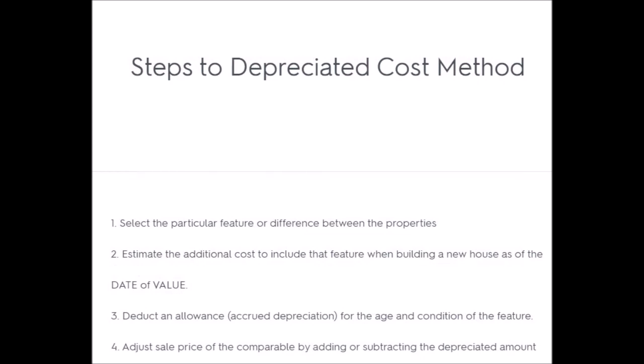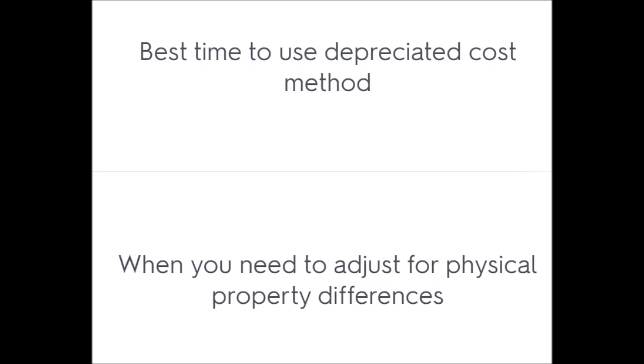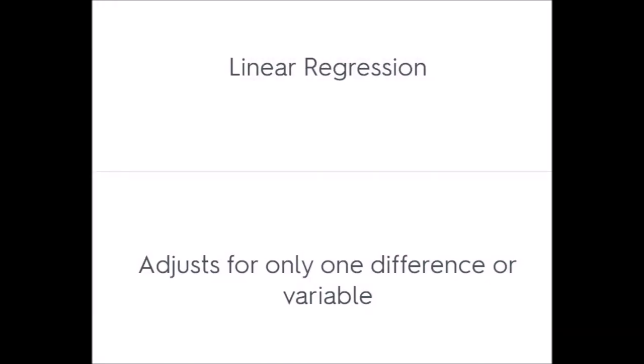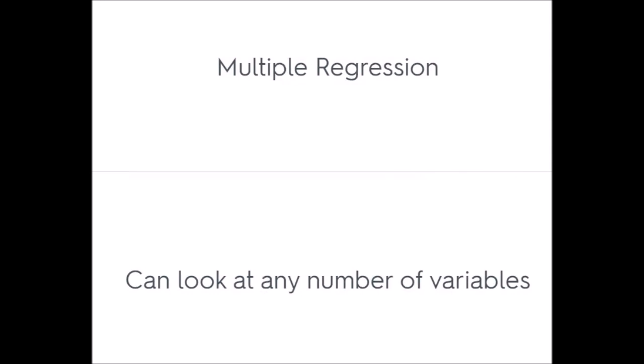Steps to depreciated cost method. Best time to use depreciated cost method. When you need to adjust for physical property differences. Linear regression. Adjusts for only one difference or variable. Multiple regression. Can look at any number of variables.